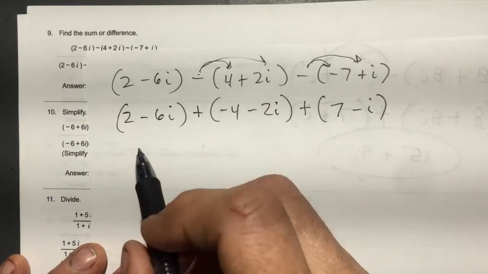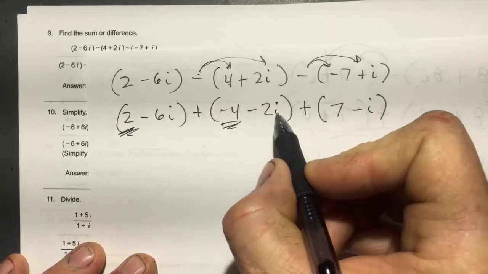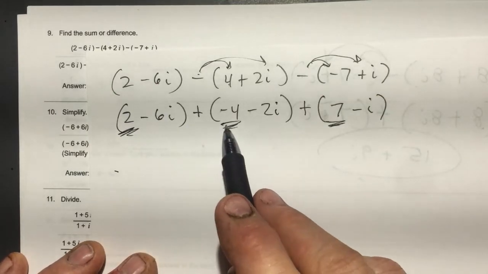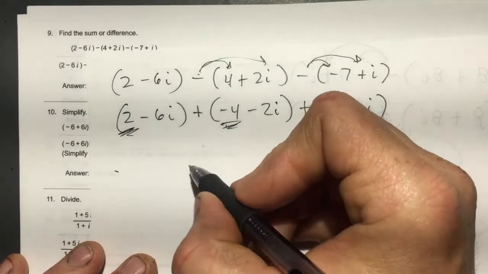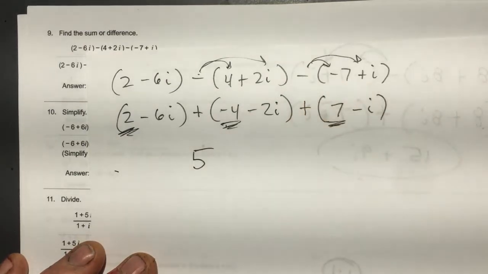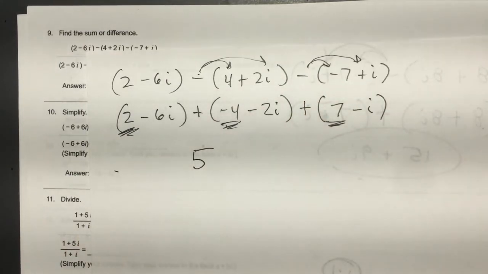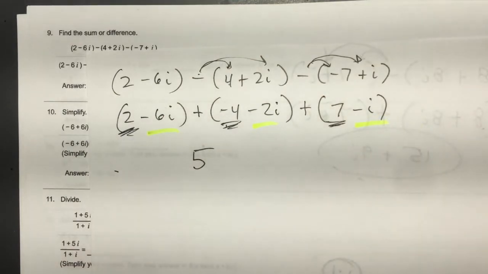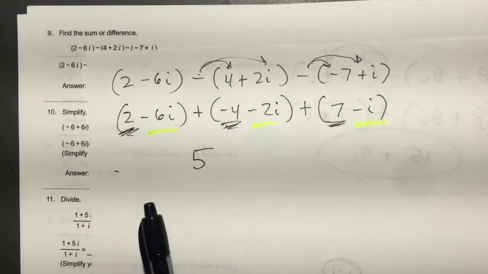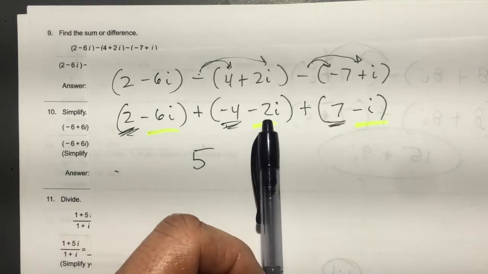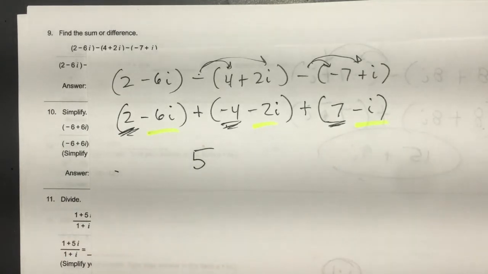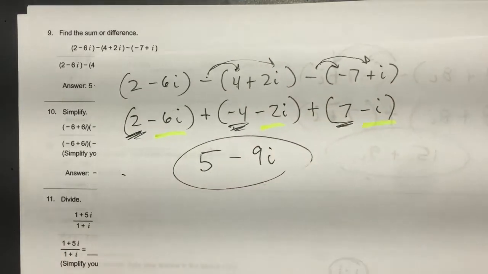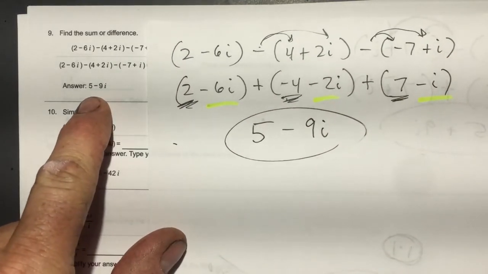Change to plus. And now my real parts, right there. There's my real parts. 2 plus -4 would be -2, and then -2 plus 7 would be 5. Okay? Now my imaginary parts, here's my imaginary parts right there. So I've got -6i plus -2i, which is -8i, plus another -i, which is -9i. So that should be my answer right there. And we got it, man. We're in good shape.